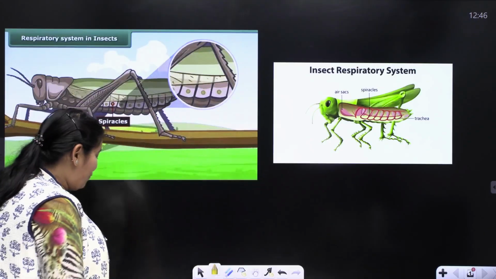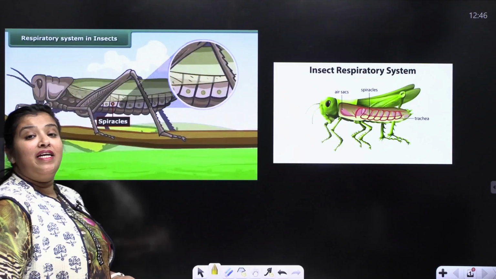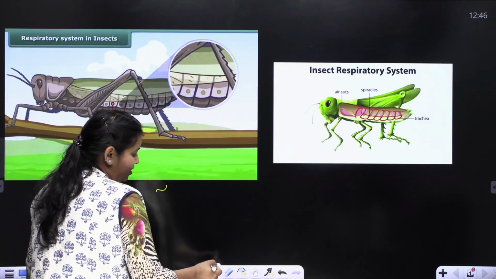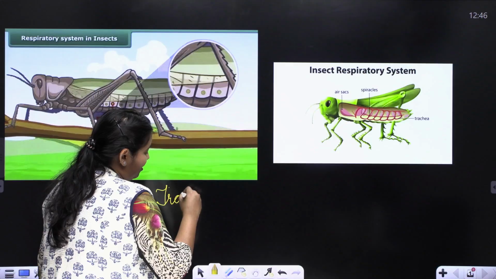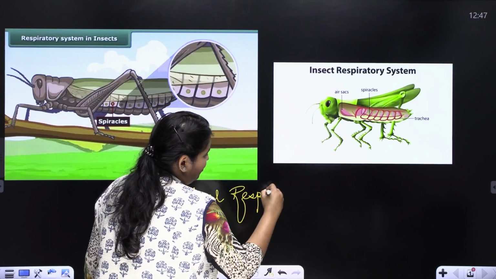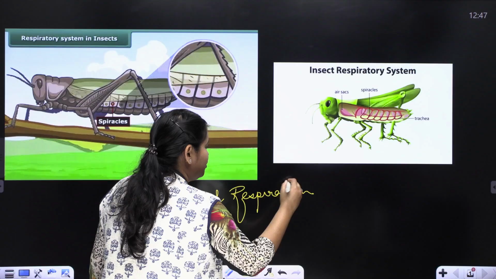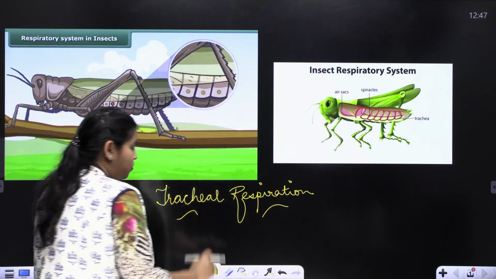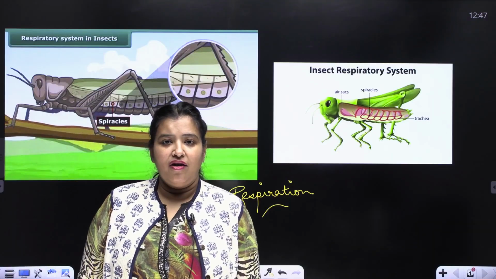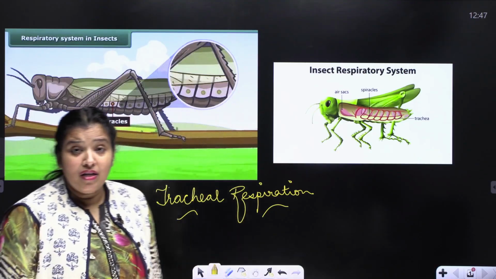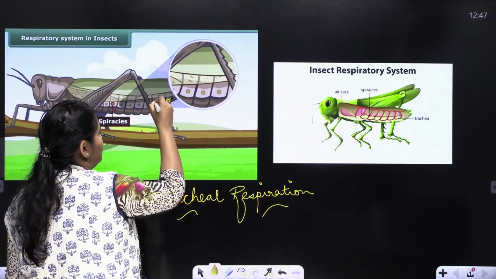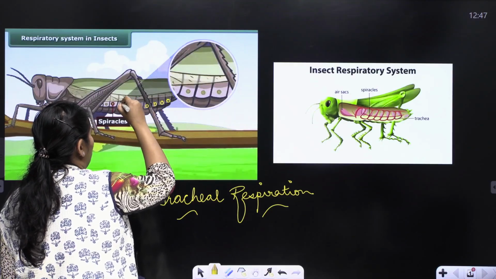All right. So let us talk about respiration in insects. In the last class, I told you that respiration in insects is known as tracheal respiration. So what is tracheal respiration? When the respiration takes place through spiracles, it is called tracheal respiration. What are spiracles? Spiracles are small holes which are present on the side of the insect's body.